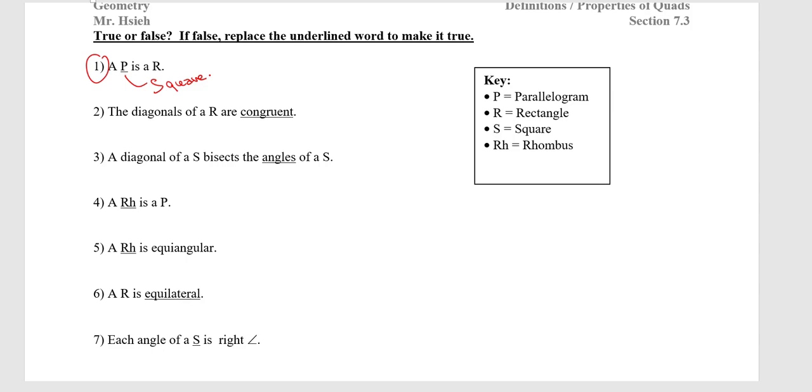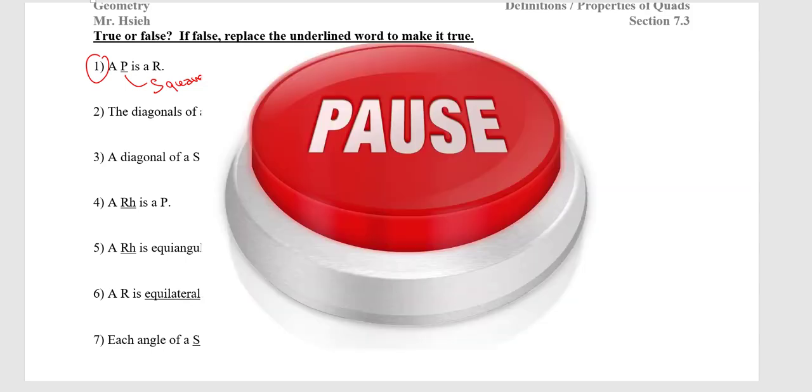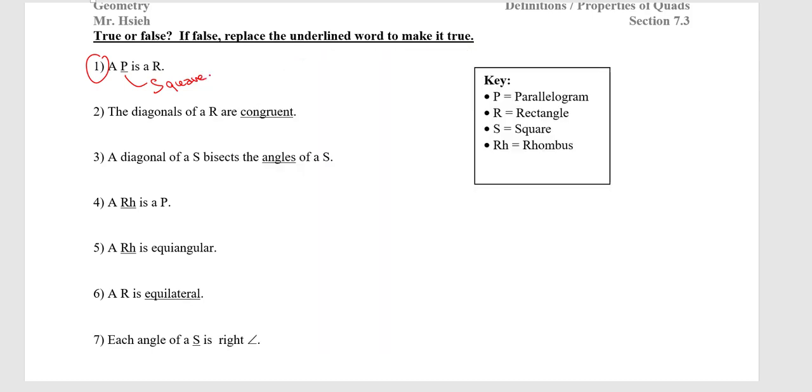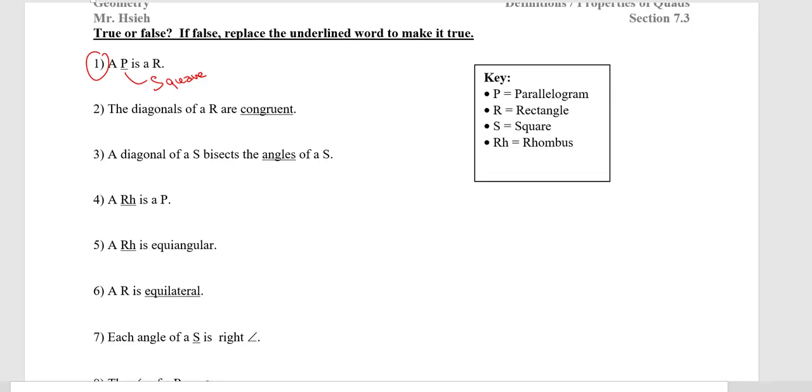So that one is what you would do. Again, if you could turn off the video right now and try this worksheet, it's a way for you to practice the properties of a quadrilateral. And now we're back. Let me just quickly go over the answers here. I'm only going to go over the ones that are false and need to be fixed. The other ones are going to be true.